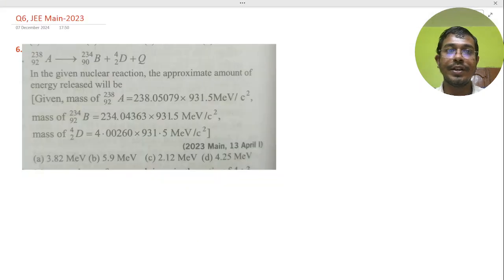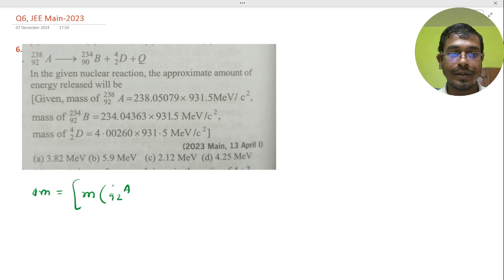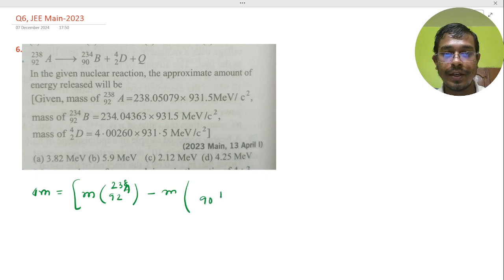The sixth one comes in JEE Main. They are saying that in the given nuclear reaction, the approximate amount of energy released will be what? This is given, so you have to find the energy released. Basically we just write del m c square. First the mass defect: del m is equal to m of 92A238 nucleus, m of 90B234 minus m of 2 helium atom, so 4 into... this is the mass defect.